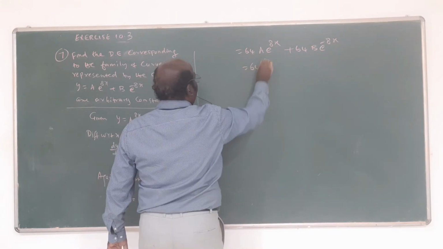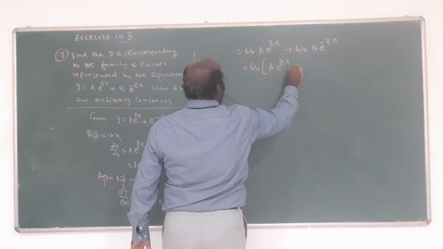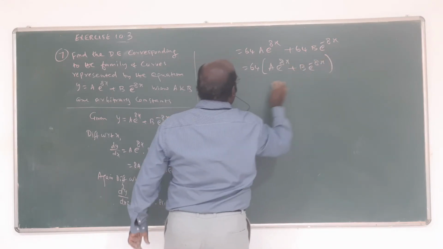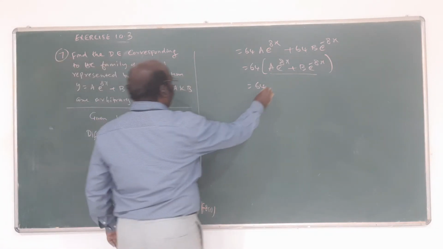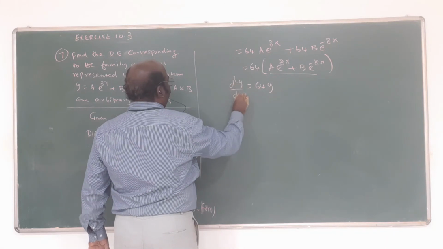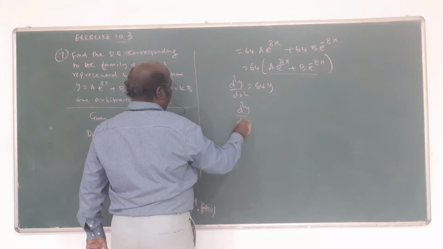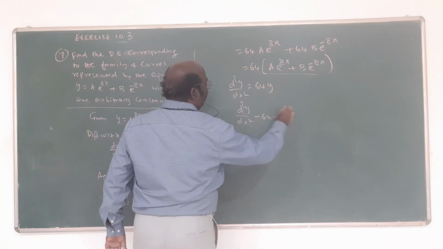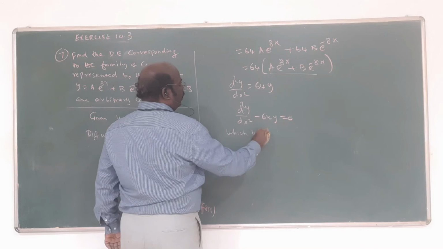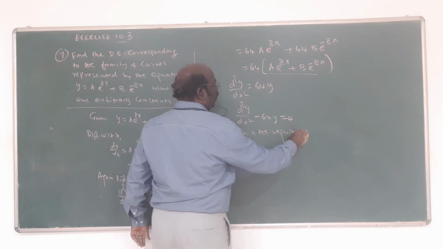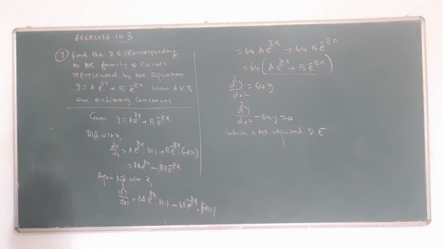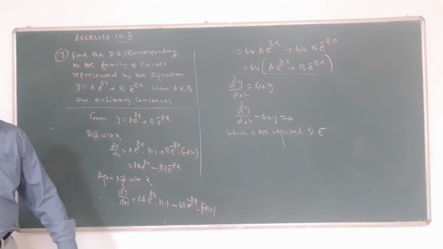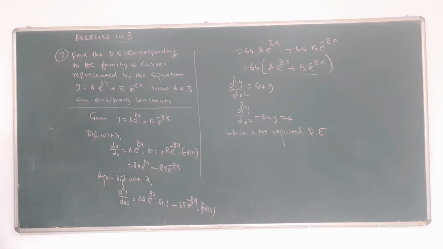64 is common: 64 times (a e^(8x) plus b e^(-8x)). This can be written as 64 times y, which is given, so automatically a and b are eliminated. Therefore the equation is d²y/dx² minus 64y equals 0, which is the required differential equation. That's all, only simplification. For two constants, differentiate twice. After taking 64 common, y comes again. That is the answer.